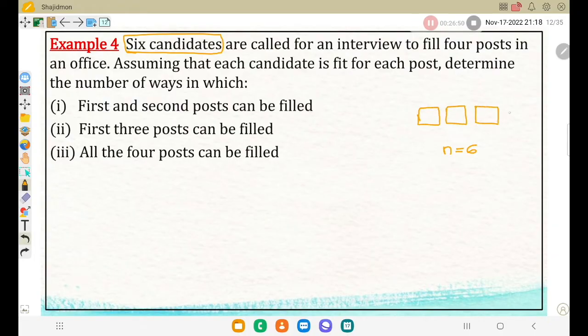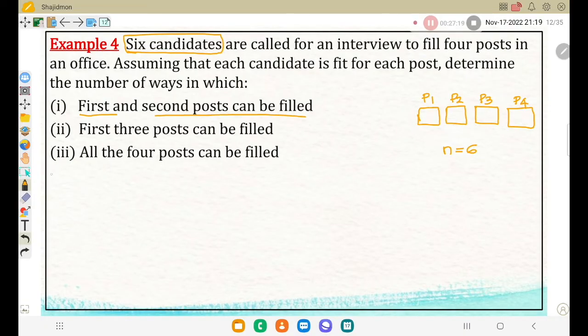1, 2, 3 and 4. This is post 1. Post 1 means job 1. Post 2, third post and fourth post. We have 6 pupils and we need to fill 4 posts or 4 jobs. Assuming that each candidate is fit for the post, all 6 candidates are eligible for the jobs. Determine the number of ways in which the first and second post can be filled.